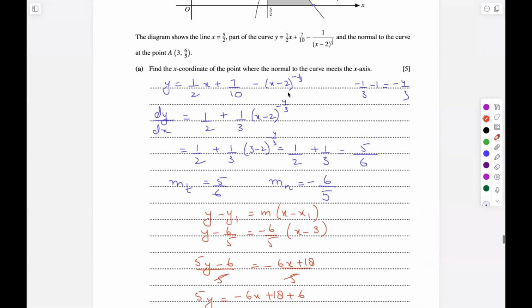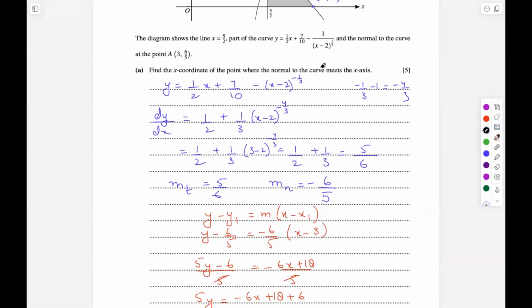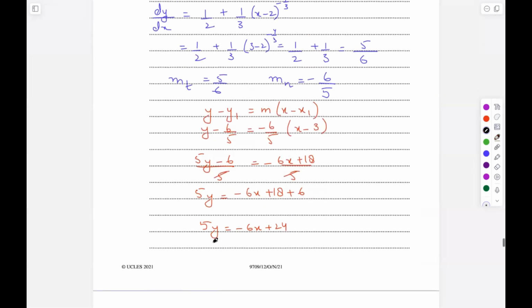Now to find the x coordinate, we'll now substitute y equals to 0 into the equation. So when we substitute y equals to 0, this will be 0 is equals to minus 6x plus 24. So 6x will be equals to 24 and x will be equals to positive 4.